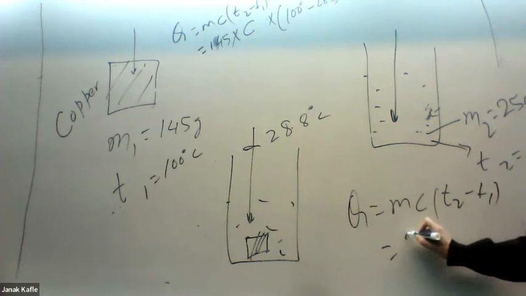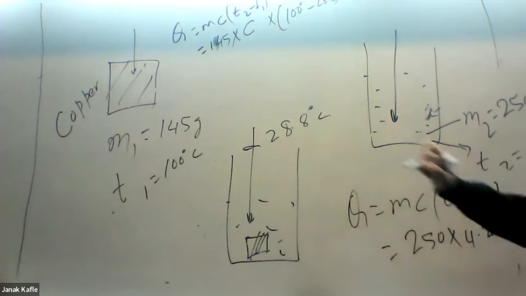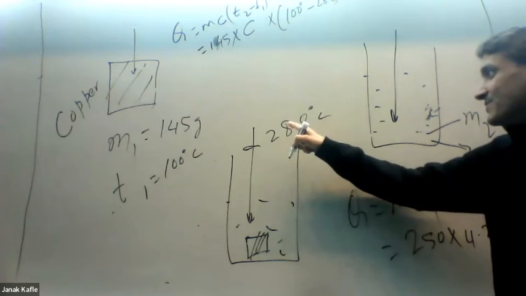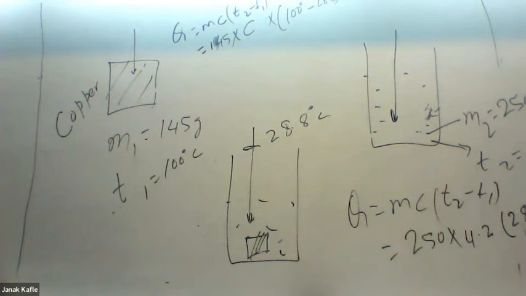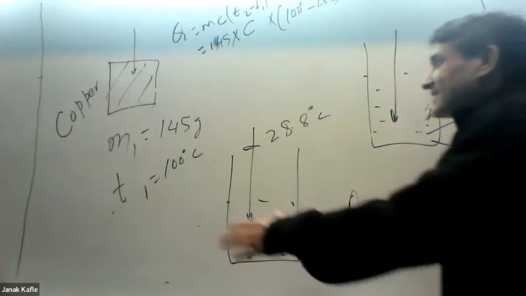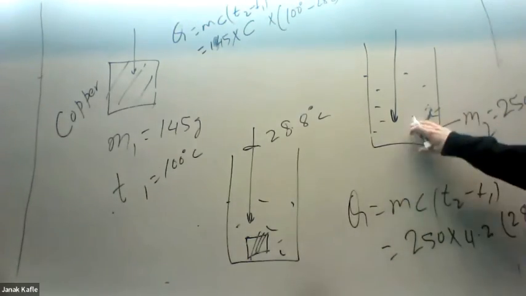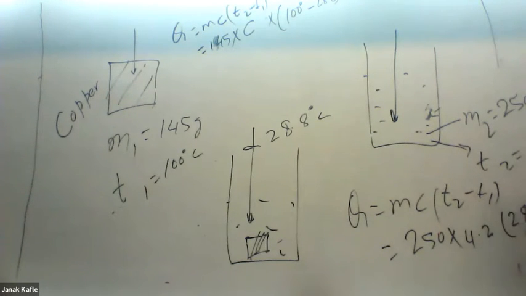So M is 250. C of water, I know, is 4.2. Then T2 is 28.8, and minus T1, which is 25. Basically, I'm just subtracting one temperature from another. Make sense? In this process, this guy becomes cold, from 100 to 28.8, and this guy becomes hot, from 25 to 28.8. So one is losing heat, another is getting that heat.